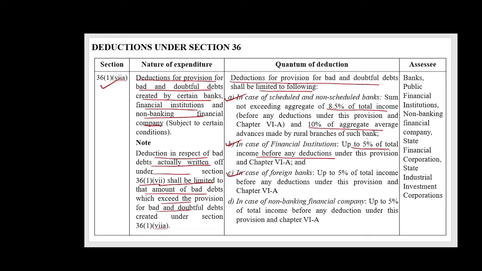Then, in case of foreign banks, the deduction available is up to 5% of total income before any deductions are made under this provision and deductions are made under chapter 6A. And the last one is in case of non-banking financial company, then the deduction amount is up to 5% of the total income before any deduction under this provision in chapter 6A is made. Now, who are the ones who can claim this deduction? Any banks, public financial institutions, non-banking financial companies, state financial corporation and state industrial investment corporations can claim this deduction.